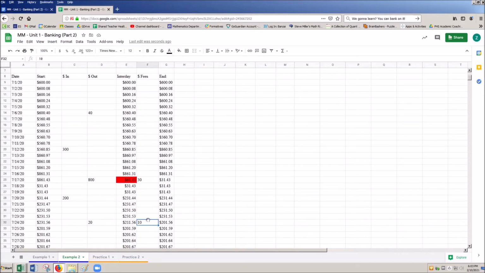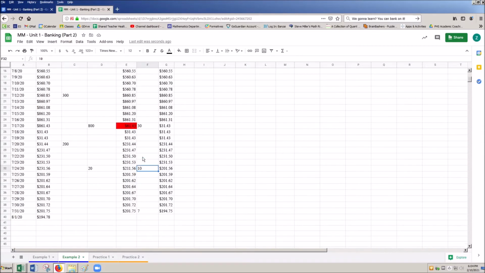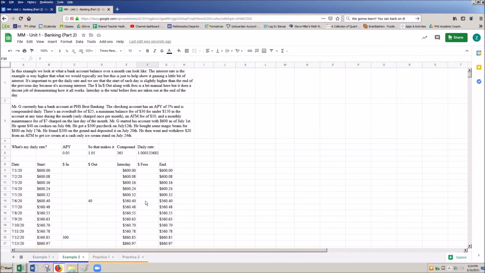I have a $10 fee from this $20 ATM transaction. So again, using an ATM cost me $10. So that's where these fees are coming from. And then I have a $7 fee at the end of the month. This is from my monthly account maintenance fee, or whatever they're charging us every month, $7.